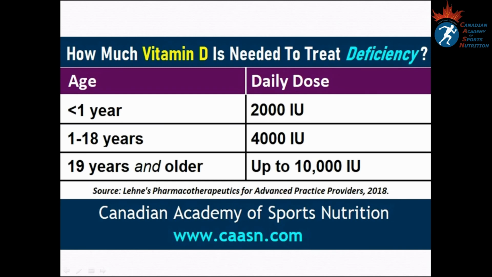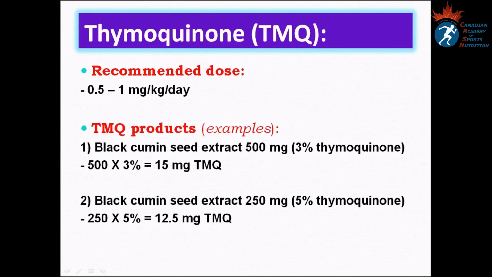We have published a video already about vitamin D toxicity, and you can find that video in the CCSN channel on YouTube. In terms of thymoquinone, the recommended dose is usually half to 1 milligram per kg per day. About thymoquinone products in the market, usually they come in different formulations, and I'm giving you two examples here. Example one, black cumin seed extract 500 milligrams, 3% thymoquinone. This product is going to provide you 500 times 3%. You're going to get 15 milligrams thymoquinone per pill. The second example would be black cumin seed extract 250 milligrams, 5% thymoquinone. This product is going to provide you 12.5 milligrams thymoquinone per pill.